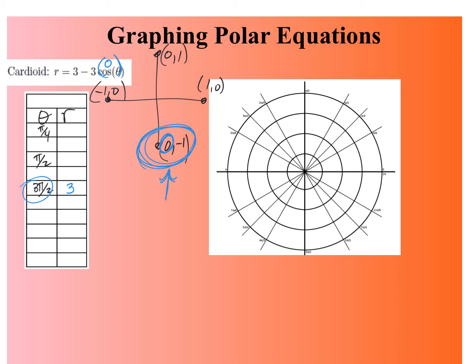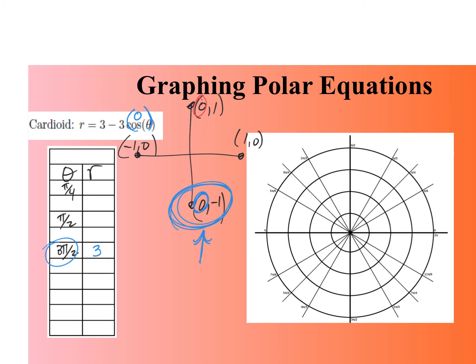Okay, good job. Bilderbeek, can you do pi over 2? Talk me through how you do pi over 2. So cosine of pi over 2 is 0 right here. Now what? If this goes in as a 0, oh yeah, it's going to be the same exact thing. So it's 3 again. All right.